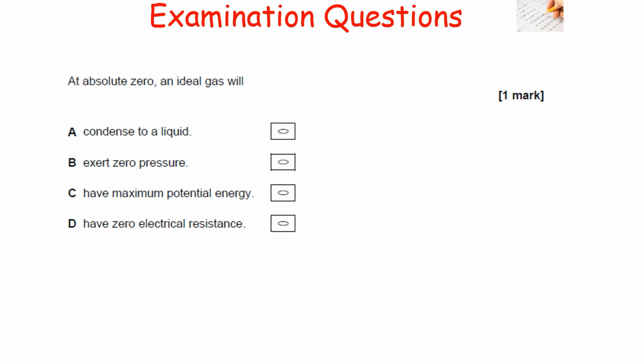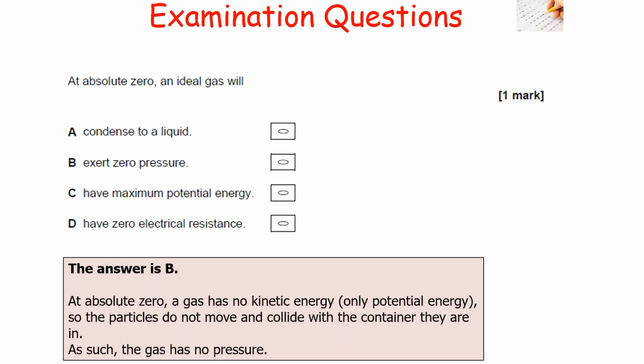Right, so we've got to understand what absolute zero is. At absolute zero, a gas has no kinetic energy because the gas particles have stopped moving. It only has potential energy. So the gas particles do not move and will not collide with the container they're in. As such, they won't have any pressure, because pressure is caused by the collisions of the gas particles with the container that they're in. So our answer is B.